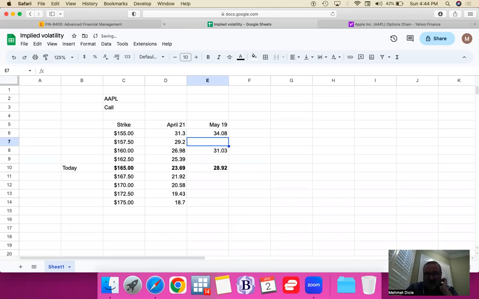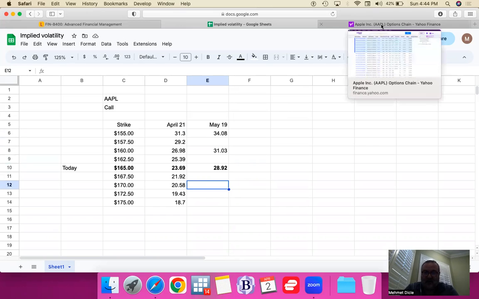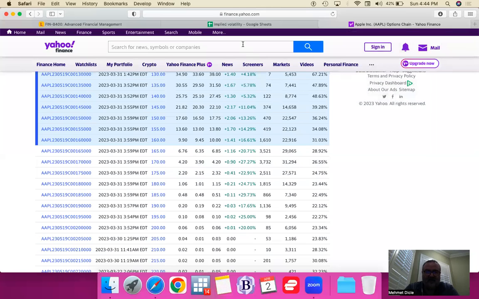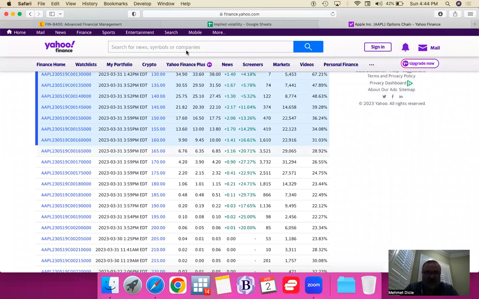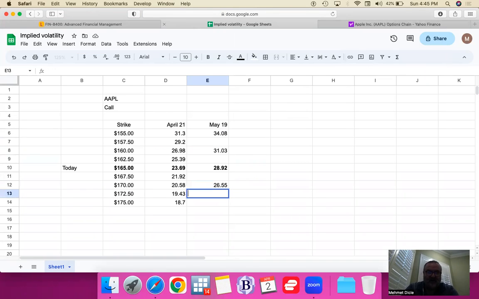Obviously, if we had more observations, the chart would have looked so much better. But just for the sake of keeping this video short, I just want to do it for a limited number of strike prices. Please feel free to increase the number of simulated strikes. Using Stata, we actually have this a little bit nicer anyway. This is just to show how to do this with a spreadsheet. So 170 is 26.55, and 175 is 24.75.